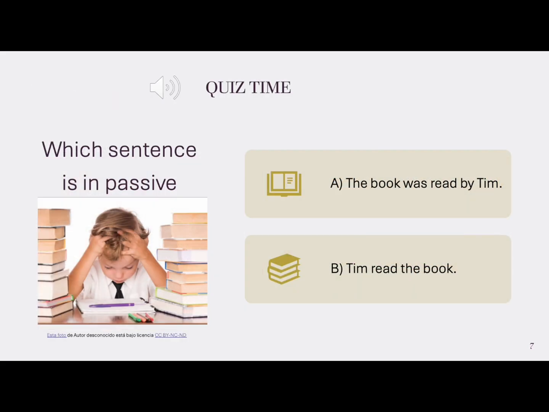Now, it's time for a quick quiz. Which of these sentences is in passive voice? Is it, A, the book was read by Tim, or B, Tim read the book? If you chose A, you're right. Awesome job.